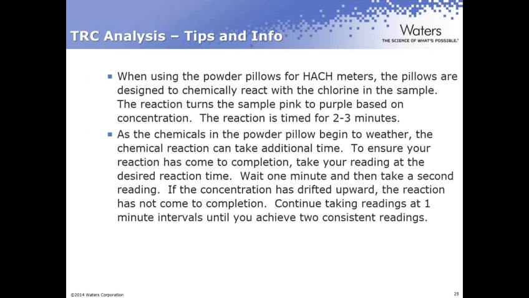So again, most Hach meters will use what they call powder pillows. Those powder pillows have all the chemicals necessary to chemically react with the chlorine in the sample. So as you notice when you're running your chlorine standards, you add your powder pillow, the reaction of the chemicals with the chlorine turns the sample pink to a purple color, and the deepness of the color is based on the concentration. And then your Hach meter is reading the deepness of the color. Generally speaking, that reaction is timed at somewhere between 2 and 3 minutes, depending on the method that you're using from Hach.